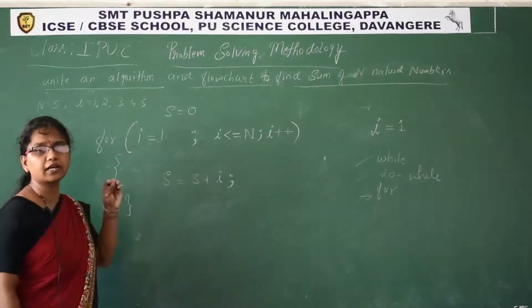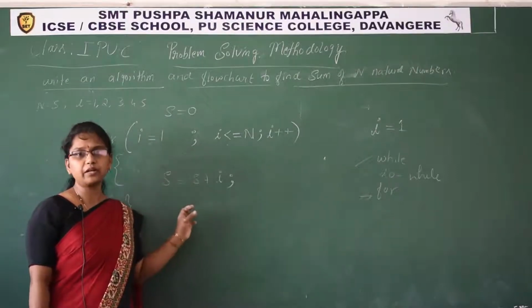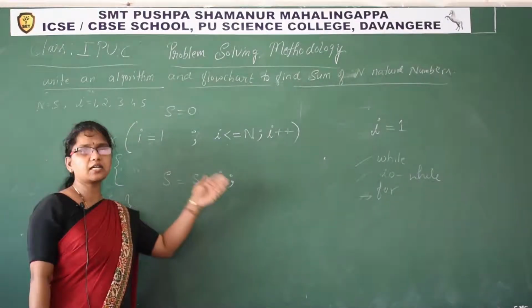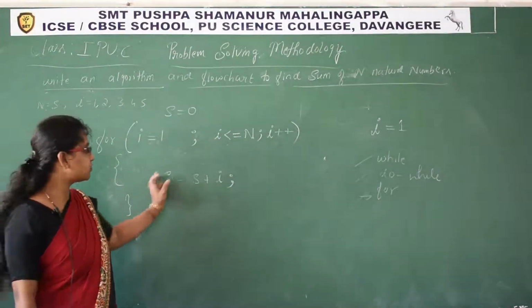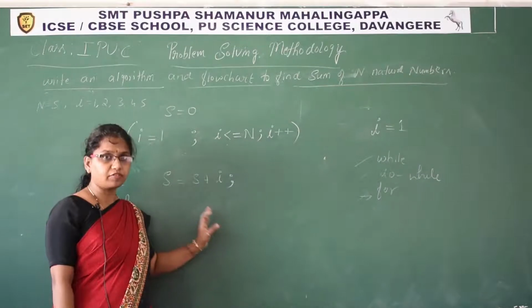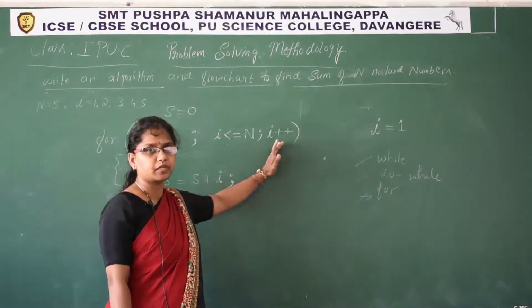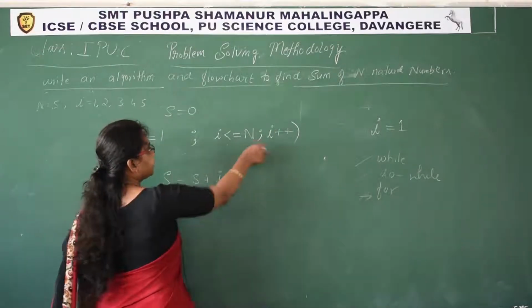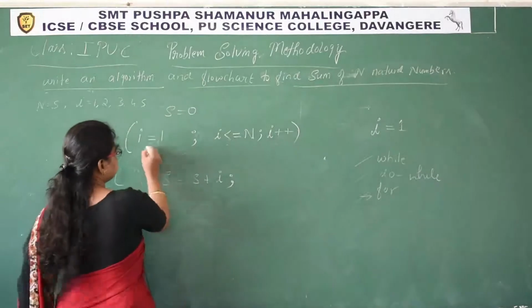How does a for loop work? First it goes to the initialization part, then the condition part, then it checks the condition. If the condition is true, it enters the loop and the statements are executed once. After execution, it goes to the modification part. Again, after modification, it checks the condition. If the condition is true, again it enters. See, the flow is like this.